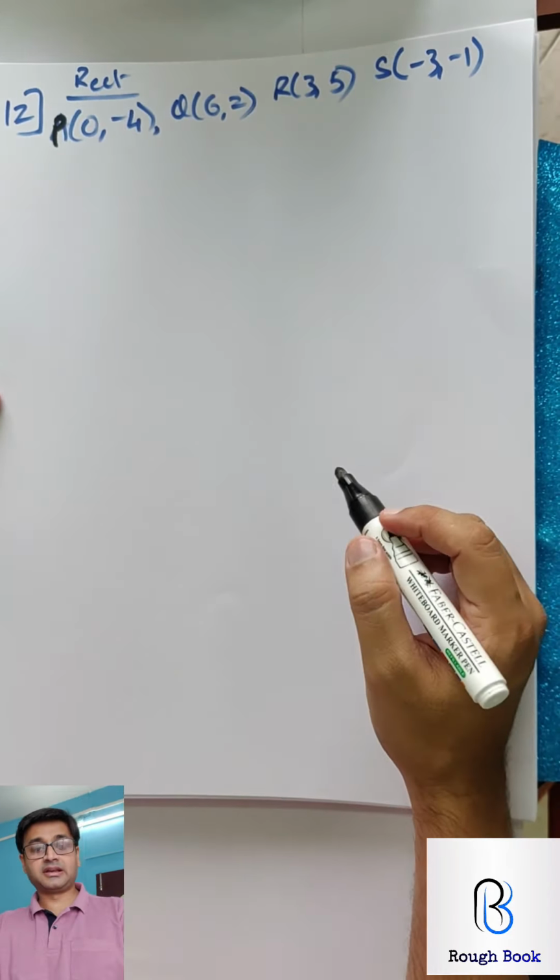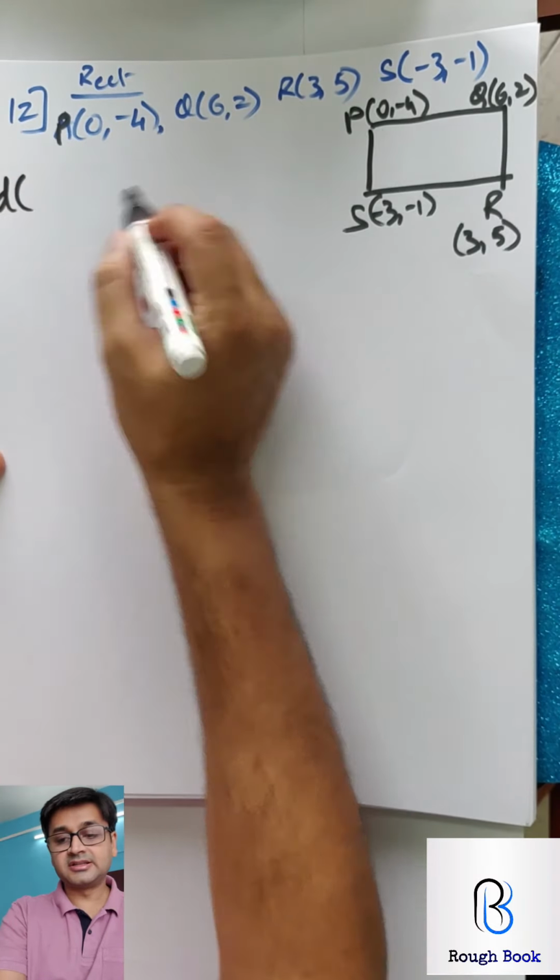Now if you want to prove this as a rectangle, how many times are you going to apply the distance formula? 6 times. First to prove opposite sides equal, so 4 sides. If opposite sides are equal it becomes a parallelogram. Then two diagonals equal. If the two diagonals are also equal, it becomes a rectangle. So let's hit it, come on.